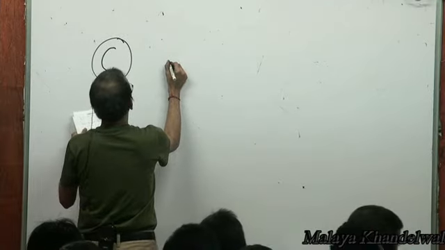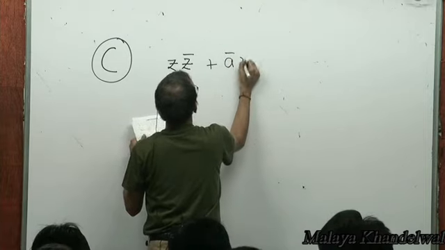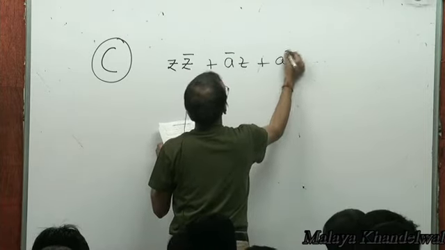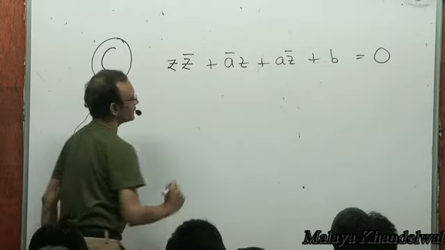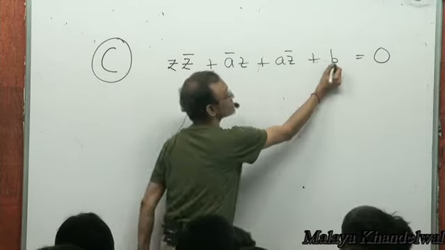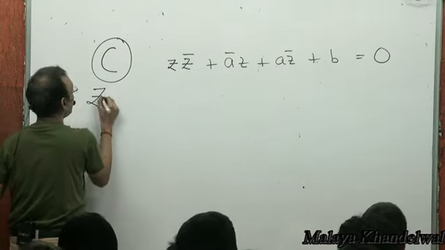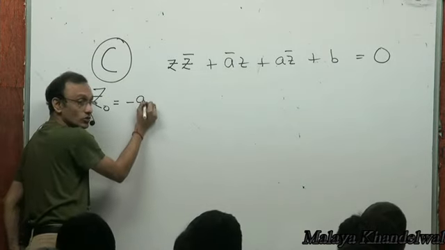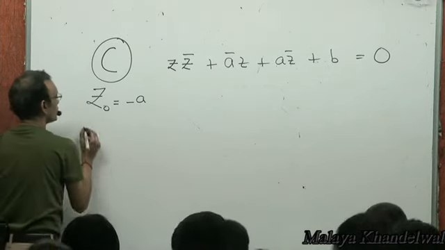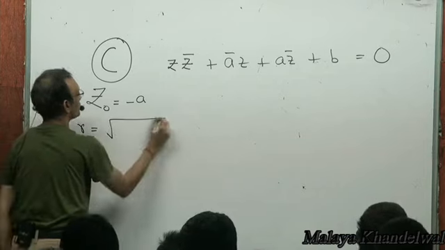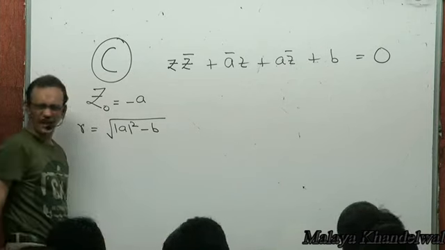So we've all learned that ZZ bar plus A bar Z plus A Z bar plus B represents a circle. Did I teach this to you in the past? Where A is a complex constant, B is a real constant. Yes or no? The center of the circle is given by minus A. Did I tell you this in the past? The center of the circle will be given by minus A. The radius of the circle would be given by the square root of mod A whole squared minus B. That's the radius of the circle. Have I told you this?